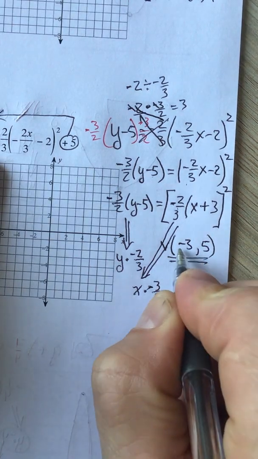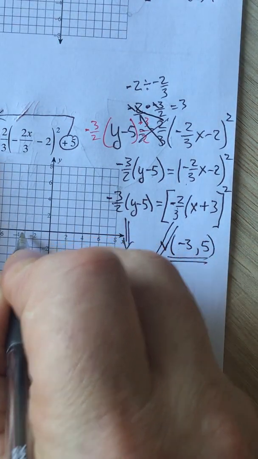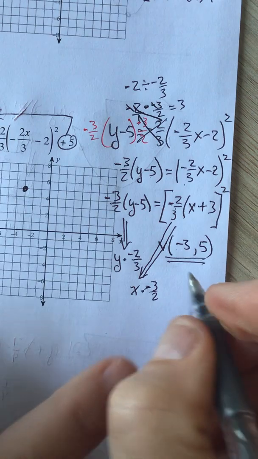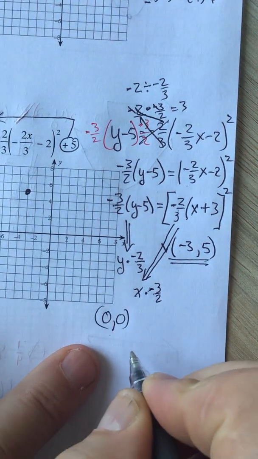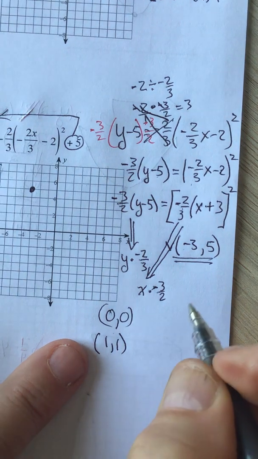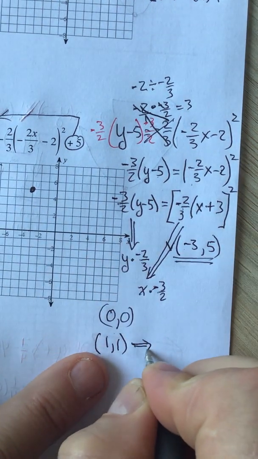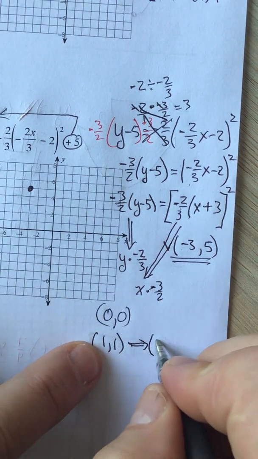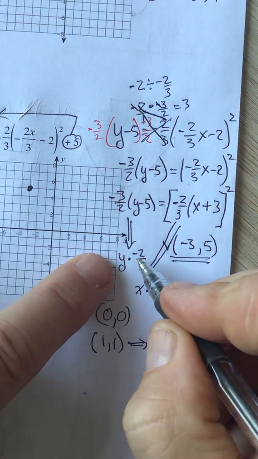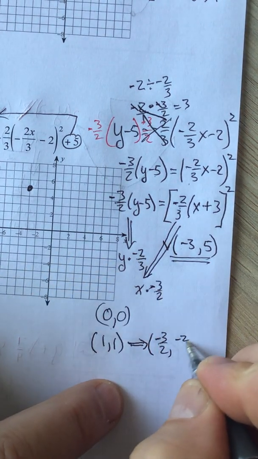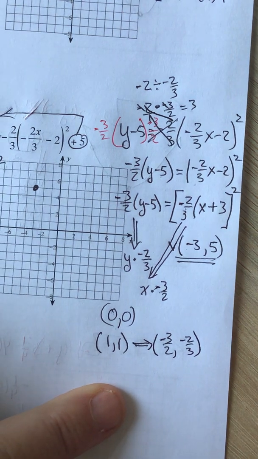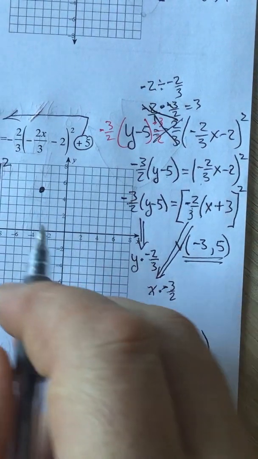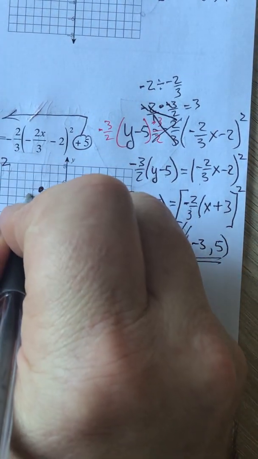Okay, let's start at the vertex. Negative 3, 5. Negative 3, positive 5. Right there. Okay, that's kind of like the 0, 0. That's the starting point. So I should go 1, 1 from there. I should go over 1, up 1. But okay, the x is getting multiplied by negative 3/2. So that x right there is negative 3/2. The y is getting multiplied by negative 2/3. So that's negative 2/3. So I can plot that. That's left 1.5, down 2/3. So from here, I'm going to go left 1.5, down about 2/3, right there.